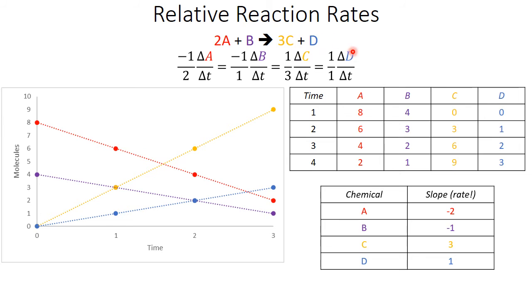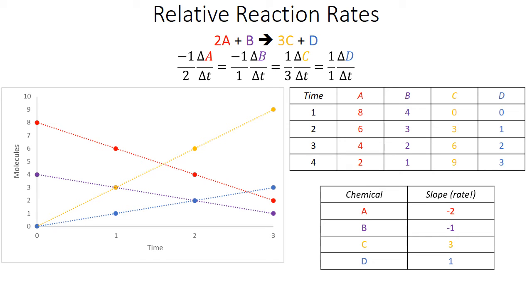If we compare C to D, this is saying that the rate of D's production is 1/3 the rate of C's production, and that's what we see, that ratio of 1 to 3. Similarly, D appears at half the rate that A disappears. And that's also what we see. So you can think about this in terms of these fractions. You can also think about it in terms of these stoichiometric coefficients.